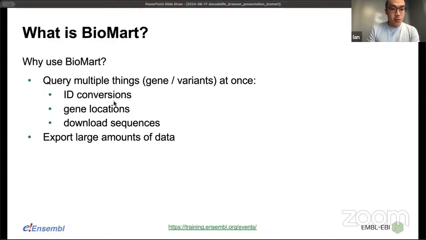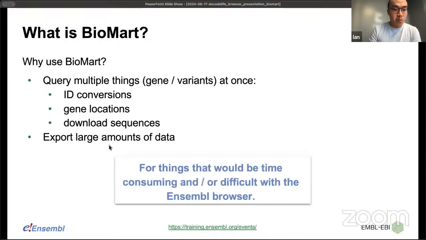So Biomart lets you do a lot of different things, and here are just some examples. You can do gene ID conversions between different gene assemblies for a species. You can query different genes at different genomic locations. You can download cDNA, DNA, and protein sequences for a bunch of different gene IDs that you have. And as I've mentioned, Biomart lets you export a very large amount of data. If you were to query the same amount of data on the website, it would take you much, much longer.